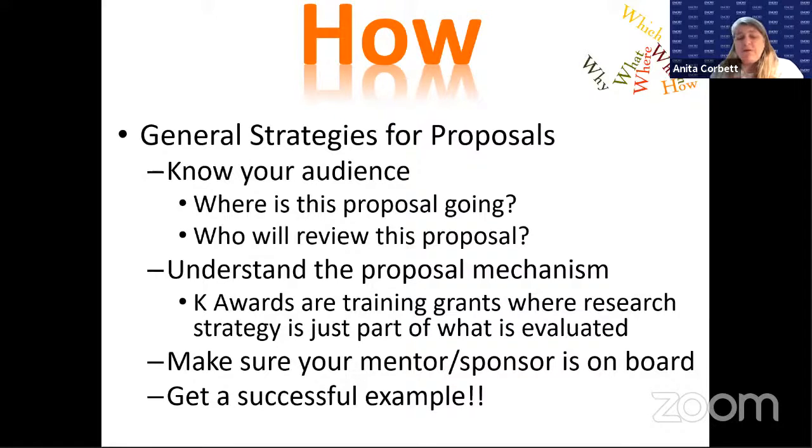And then my biggest piece of advice for any type of grant is actually get a successful example. Find someone who has succeeded with that grant mechanism and ask them to share their example with you. It's the most valuable thing you can do in any type of grant mechanism. So those are my background information and tricks of the trade.